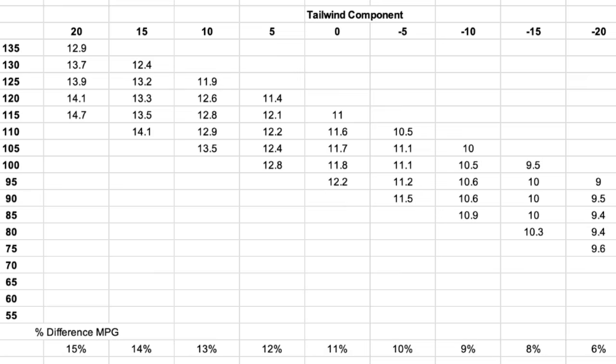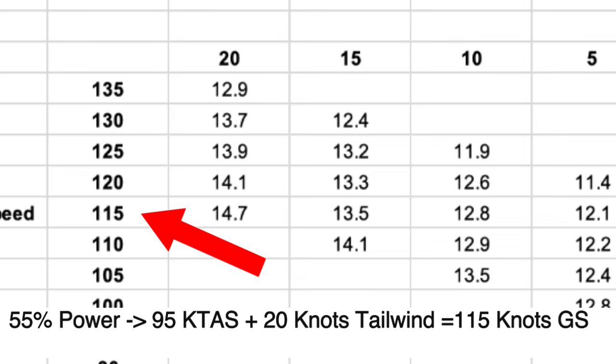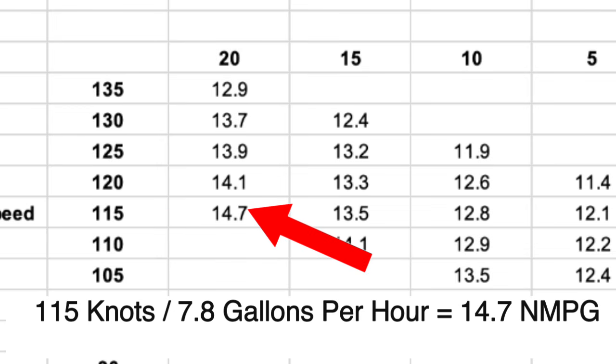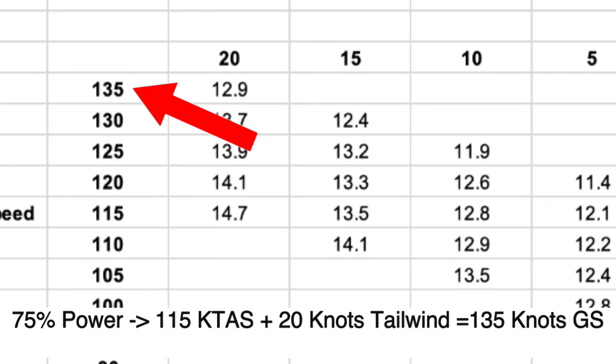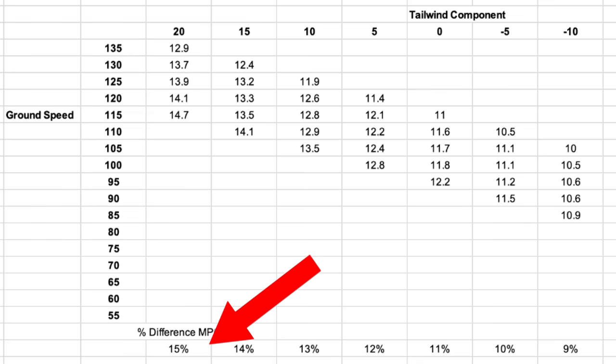So let's take a look by starting at the tailwind end of the chart at 20 knots. If we have a low power setting, that's going to give us about 115 knots of ground speed, resulting in a fuel economy of 14.7 nautical miles per gallon. Now, if we push our power up to 75% power, ground speed, of course, rises and we can get 135 knots of ground speed, but our fuel economy drops down to about 13 nautical miles per gallon. And this results in a fuel economy penalty of almost 15%. So hold on to that number for a minute.